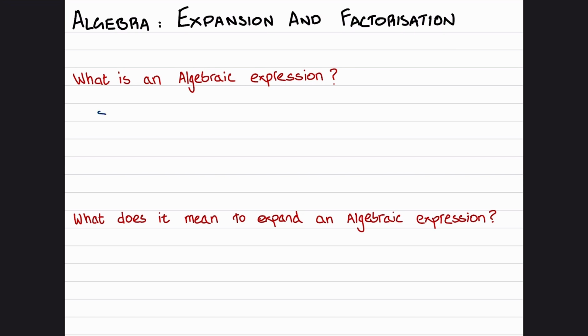So, 5x plus 3. This is an example of an algebraic expression. 3x minus 7, 7x times 5, or even a fraction such as 9x over 3 are all examples of algebraic expressions.